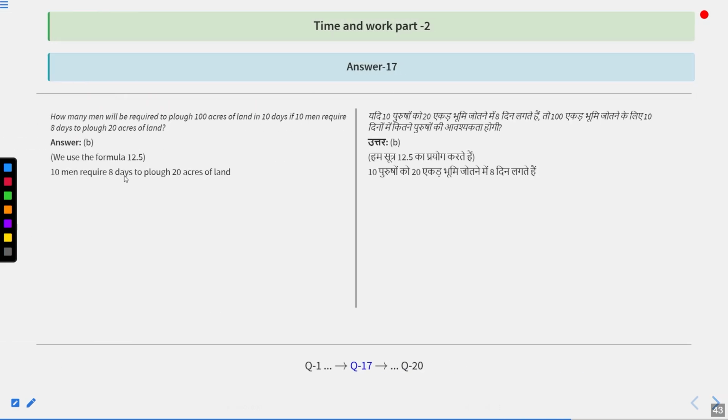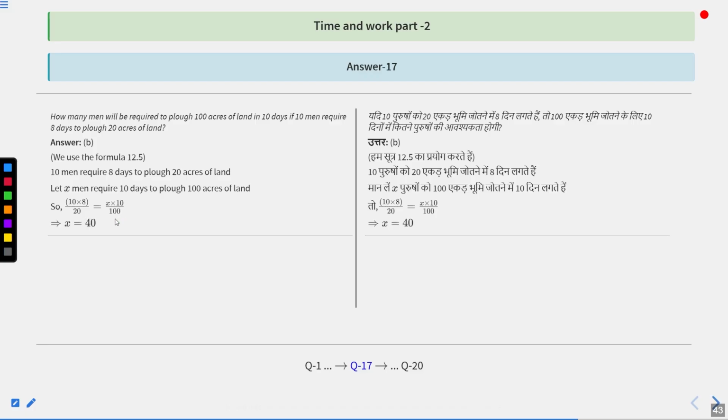10 men require 8 days to plow 20 acres of land. It is given in the question. So let X men require 10 days to plow 100 acres of land. So we just use the formula M1 D1 upon W1: 10 into 8 upon 20 is equal to X into 10 upon 100. Clear? So we get the value of X, which is 40.